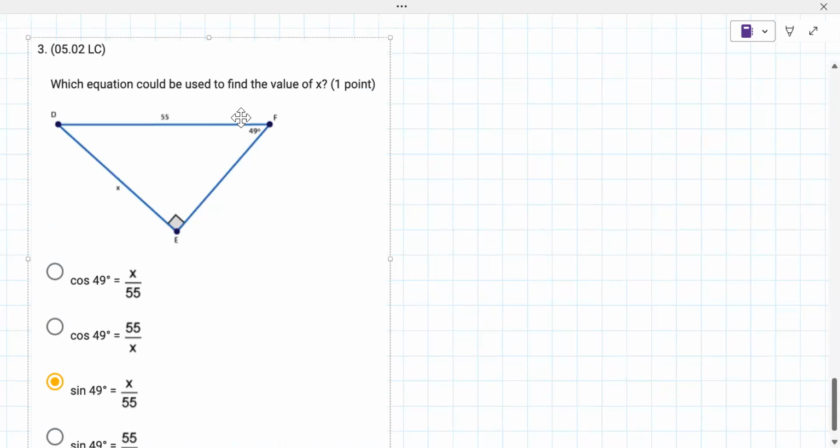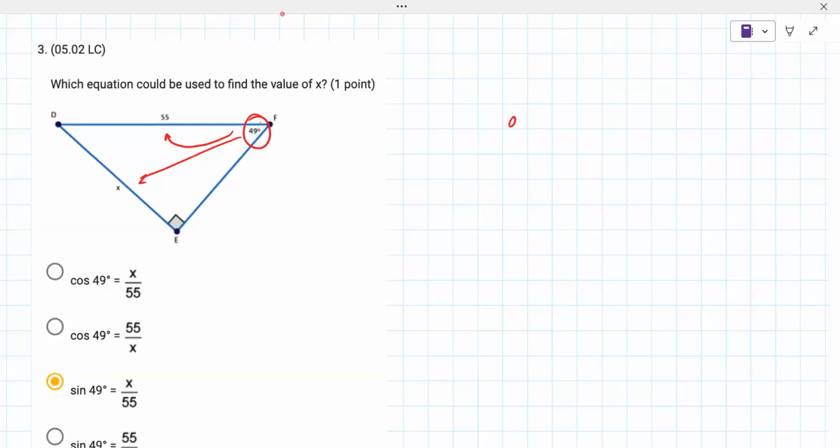Which equation could be used to find the value of x? Okay, so the value of x is this length over here on this side. Now, you always go to the given angle. You start at the given angle and you ask yourself, what are these relative to the given angle? They could be the opposite, the adjacent, or the hypotenuse. So what do you say? Which one of these three is the 55, which one of these three is the x? 55 would be the hypotenuse. Good. And then opposite would be x.